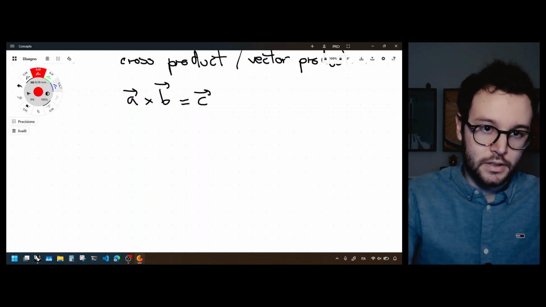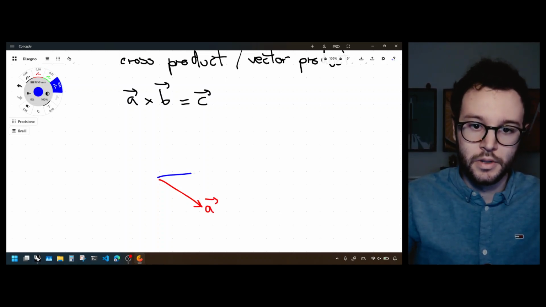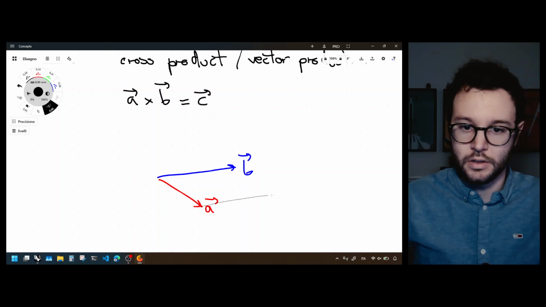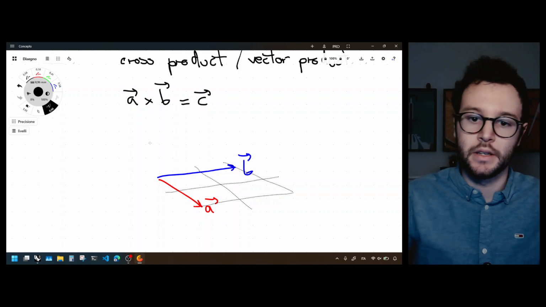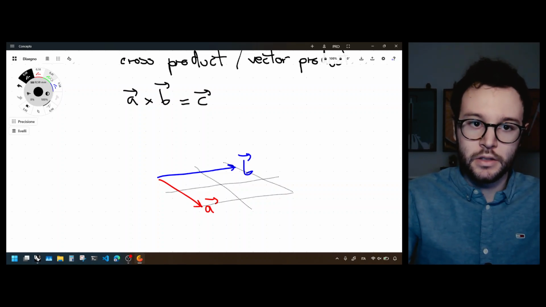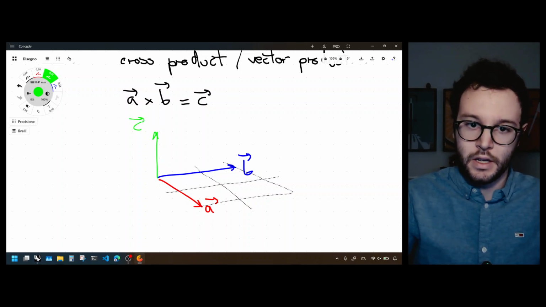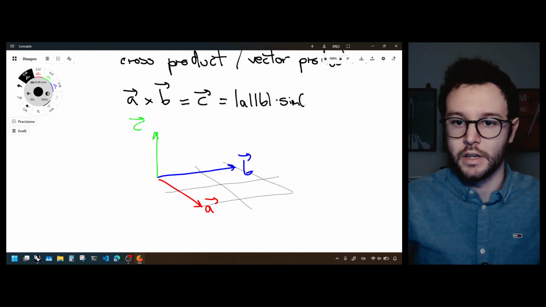So let's do that. Let's say we have vector A here, and we have a vector B here. These two vectors would define a certain plane on which they lie. Let's say this is a plane. Let's visualize it better. The cross product of A times B is a third vector C that is perpendicular to the plane of the first two vectors. And it has a length equal to the length of A times the length of B times the sine of the angle in between them.